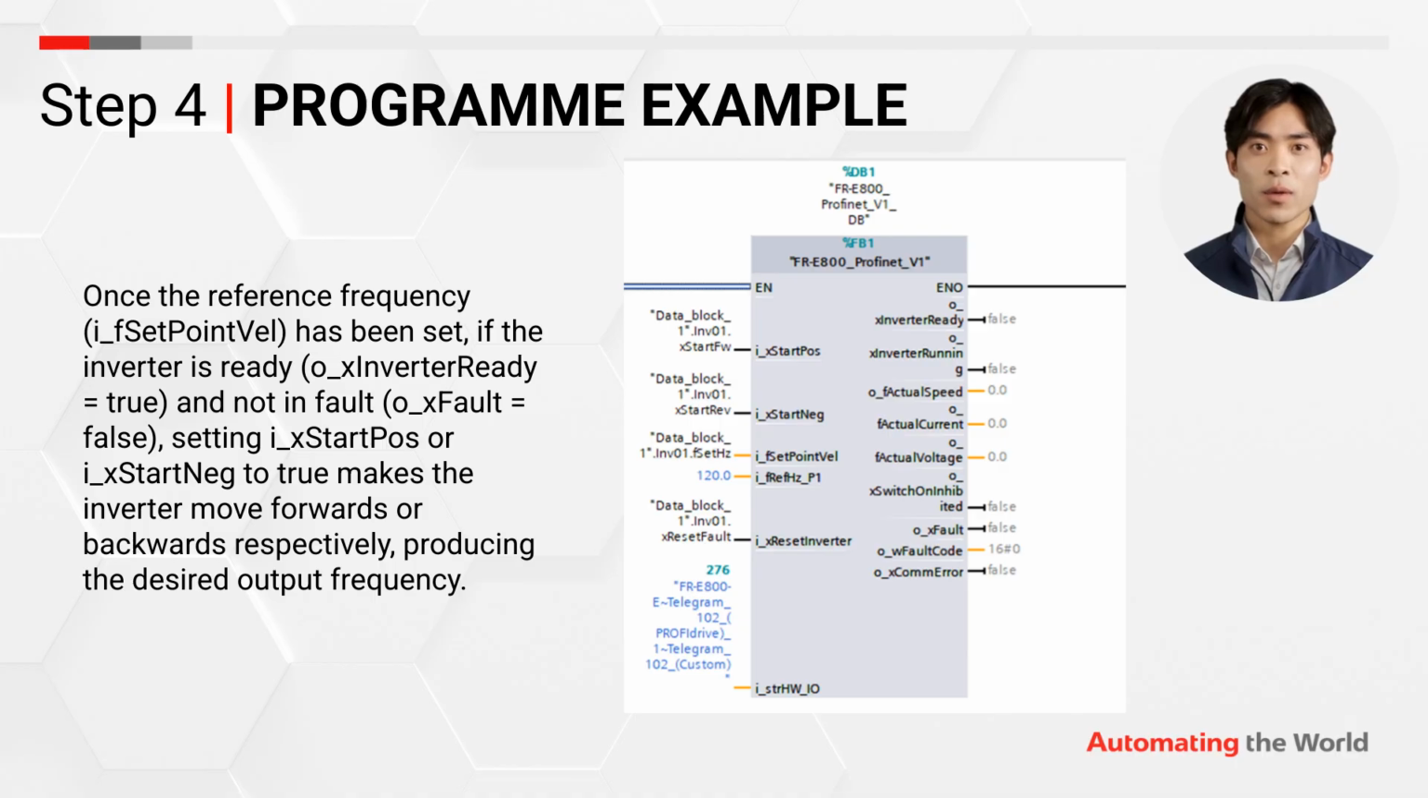As an example program, I wanted to bring along the function block that we supply to customers for inverter control. It will be possible to command the inverter when we have that inverter ready feedback set to true, the fault signal must be set to false, and the iSetPoint field filled in with the frequency we want to deliver. At this point it will be possible to command the inverter by enabling the X-Start POS or X-Start NEG signal depending on the desired direction of rotation.